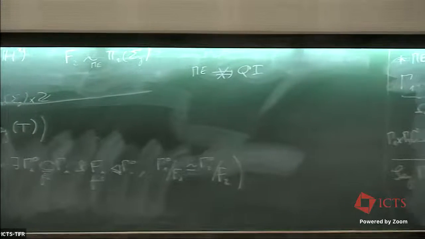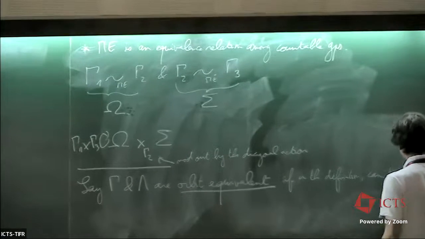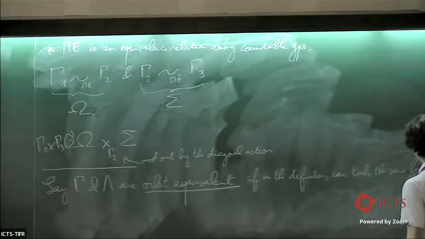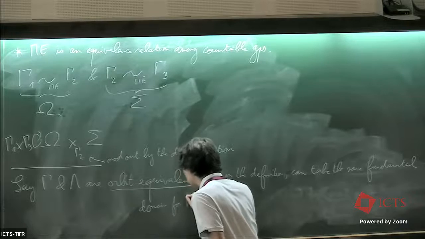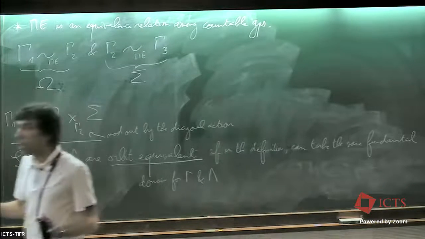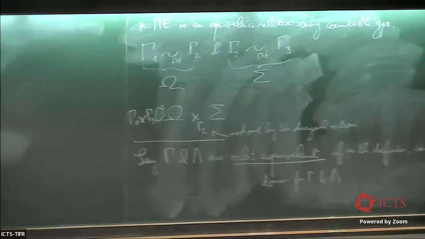We say that gamma and lambda are orbit equivalent if in the definition you can take the same fundamental domain for gamma and lambda. Right, a priori, I'm asking that there are commuting actions. Each of them has a finite measure fundamental domain, but I'm not asking that the two fundamental domains coincide. I'm not even asking that the two fundamental domains have the same measure. If you can take the fundamental domains to coincide, I will say that the groups are orbit equivalent, which is a stronger notion.